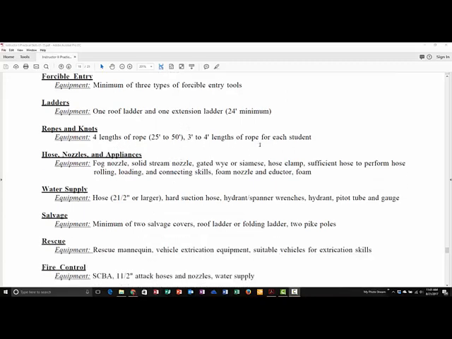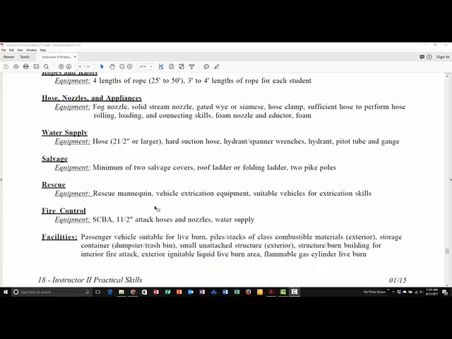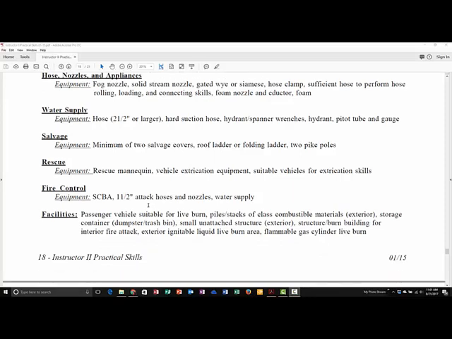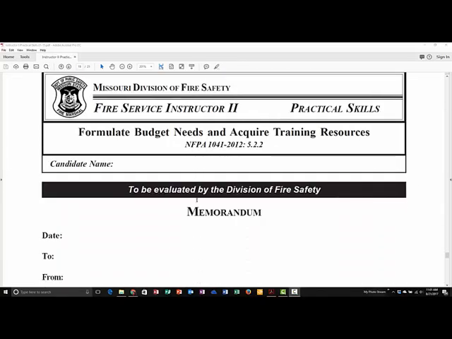Ropes and knots. Maybe your rope disappears on a weekly basis, so you may need training rope that you can give to the students and let them use. Just look it over, pick out a couple of things, and write up what you need to write up here.